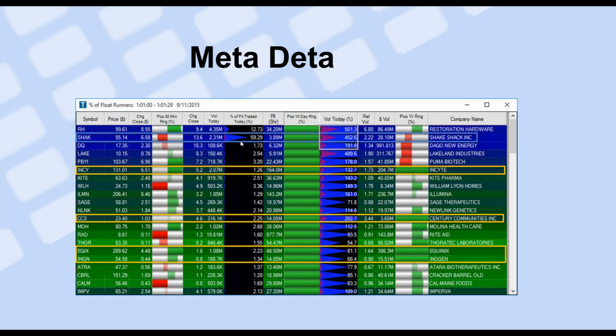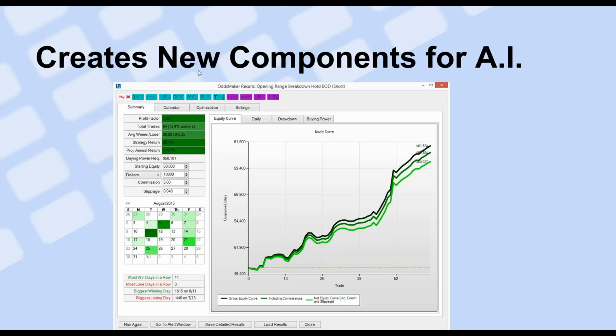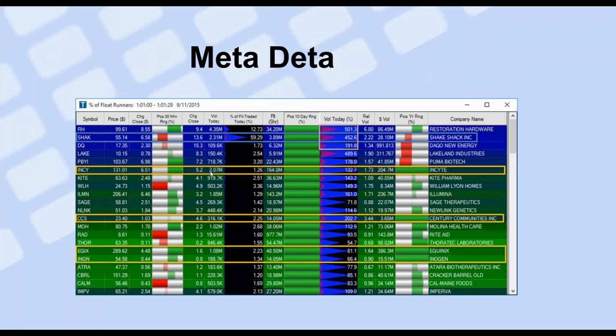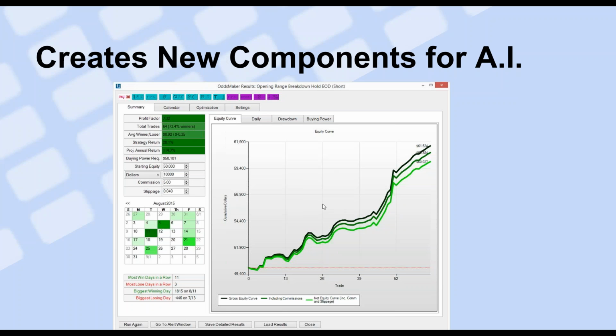And now the beauty of this is the next part, which is it creates new components for our AI to look at. So a gentleman had asked, well, what's the odds maker? Okay. Well, the odds maker is our technology of how we look at anything that comes through on Trade Ideas, like the data that you were watching here. Like, for example, stocks that are, let's say, moving aggressively but are trading a large percentage of their float. And we help it create a strategy out of those components.